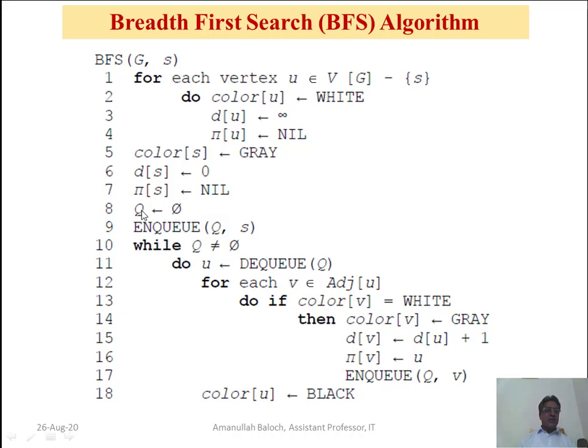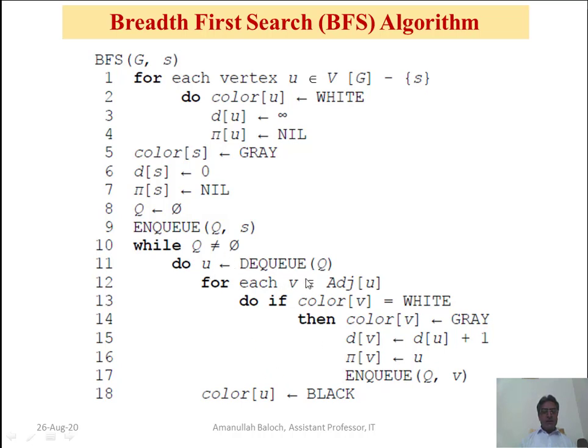So we take a Q which is null. There is no value in the Q. First we enter a value into the Q. The name of the list is Q. In this Q we put the value S, the source vertex, and then we will use this while loop. Q not equal to empty: earlier the Q was empty, but here we have inserted one value into the Q. Q is not empty.